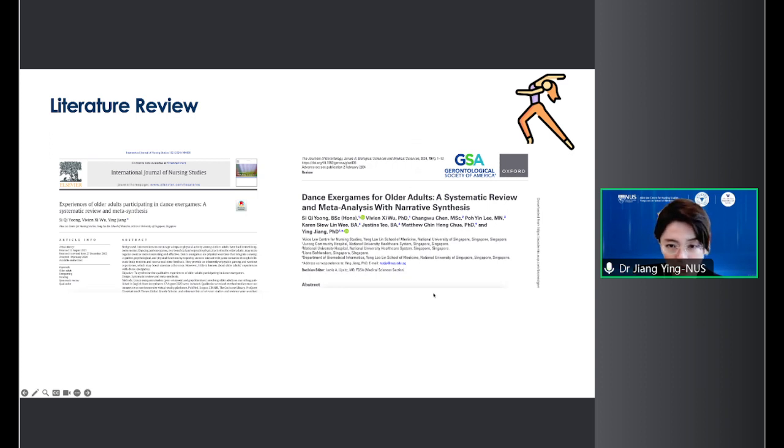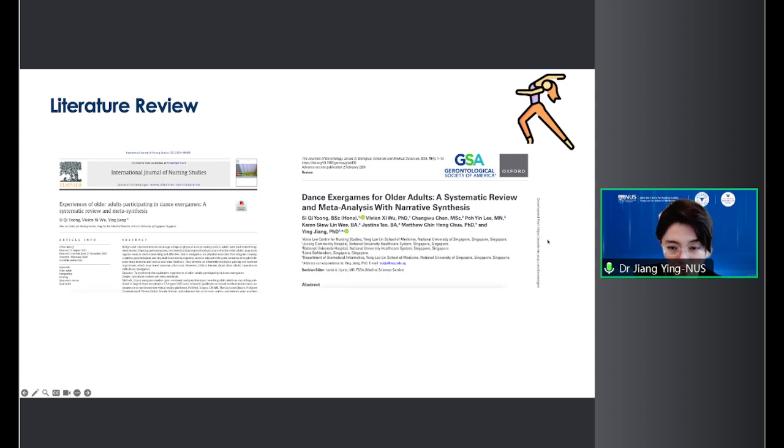So we conducted two systematic reviews, and they have been published. One looks at the qualitative part, the experience part. This one was published in the International Journal of Nursing Studies. The other we wanted to look at the effect, what the good effects are of using this combination of interventions. That one we published in the Journal of Gerontology.